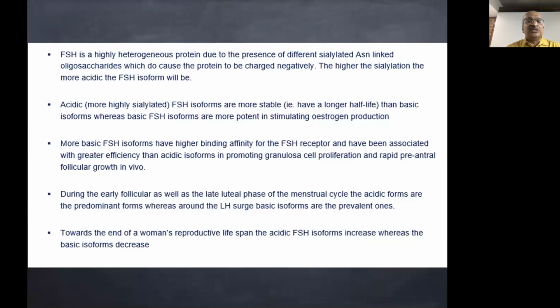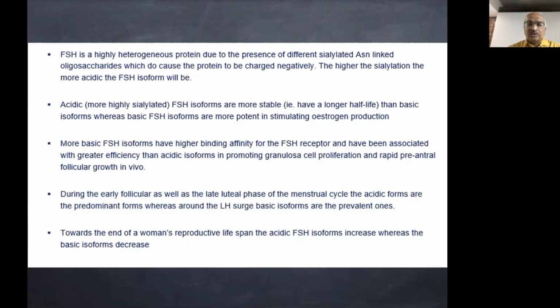So just a recap of what we studied till now: FSH is a highly heterogeneous protein, because of different sialylated links and oligosaccharides, which cause the protein to be negatively charged, and the higher the sialic acid, the more acidic the FSH isoform is. Acidic FSH isoforms are more stable, they have a longer half-life than the basic isoforms, but the basic isoforms are more potent. More basic FSH isoforms have a higher binding affinity to the FSH receptor and have been associated with greater efficiency than the acidic isoforms in promoting granulosa cell proliferation and rapid preantral follicular growth in vivo.